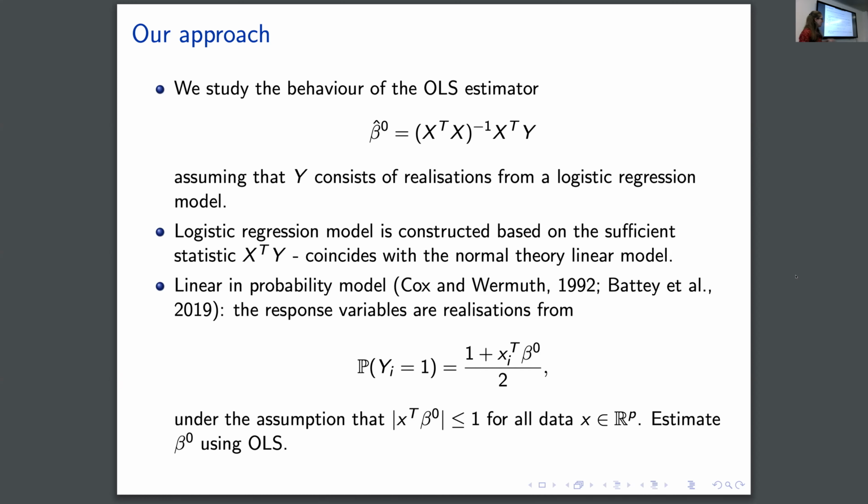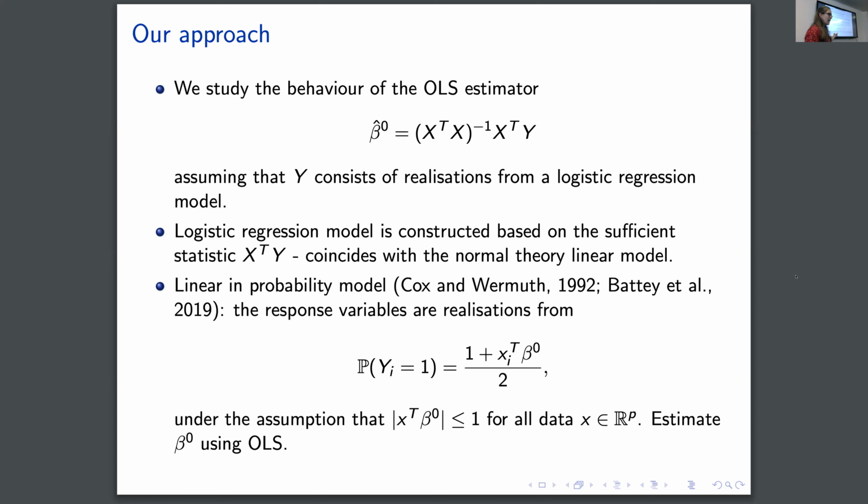The only difference is they assume that this is the generating process, whereas we assume that the data comes from a logistic regression model. And the reason ours is slightly more convenient is that their model implicitly assumes this relationship here, that X transpose beta naught is less than or equal to 1 in magnitude, which is difficult. You can't guarantee it for all covariates X. So ours is similar ideas, but a different model, basically.